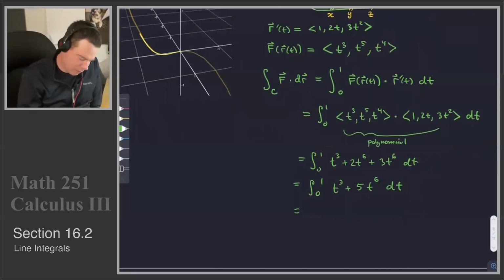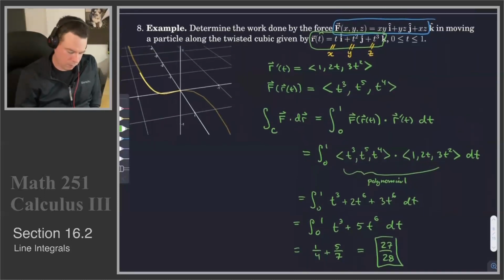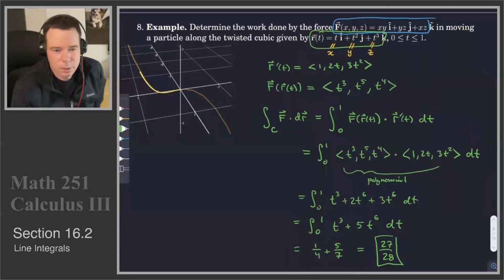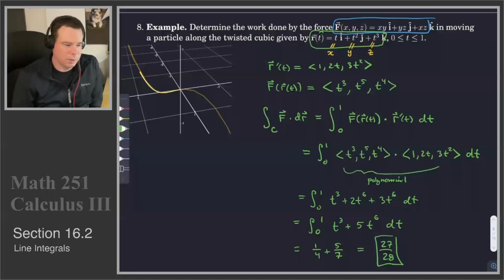All that's going to survive are the coefficients. And so we get a 1/4 plus a 5/7 in this case. And so that gives us a common denominator of 28. And so I get a 7 plus 20 or a 27/28 as our result. All right, so that's it for this particular example.